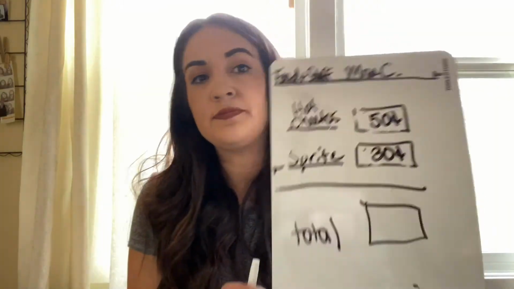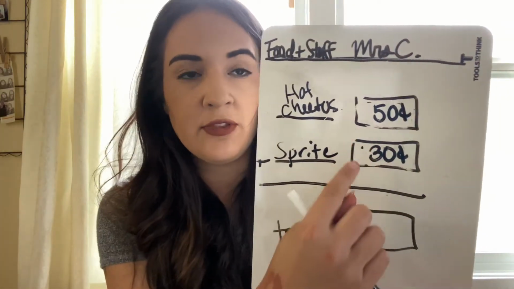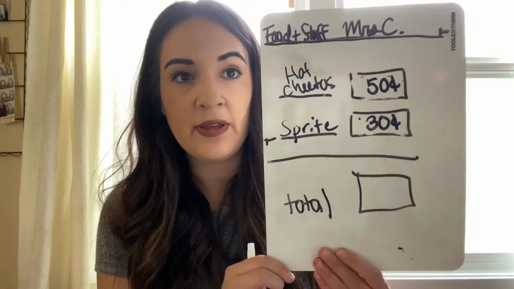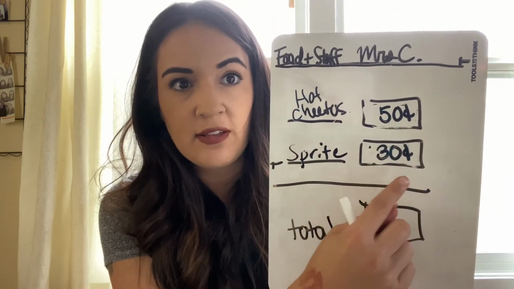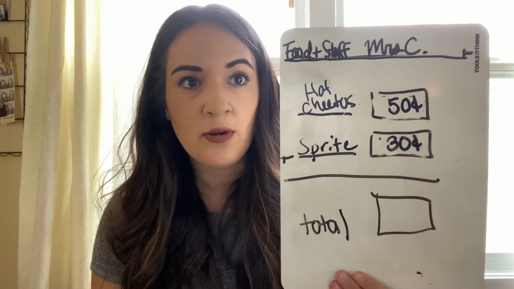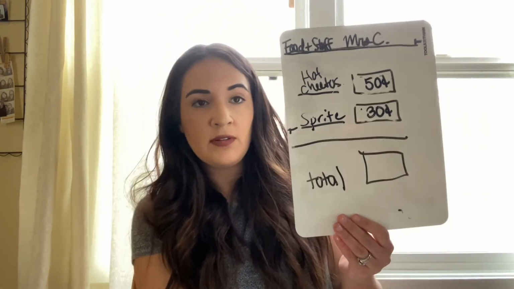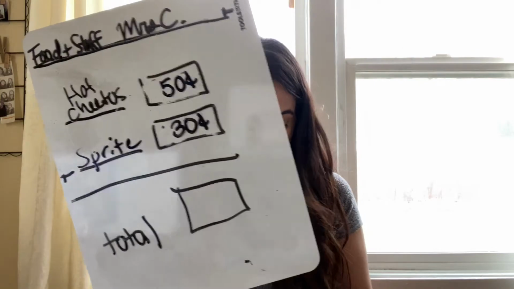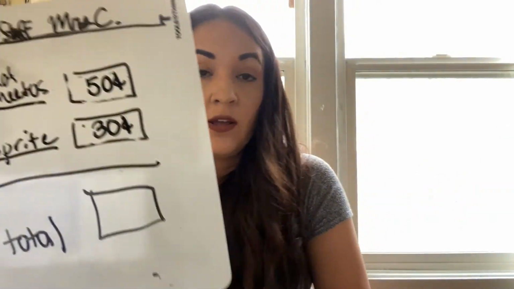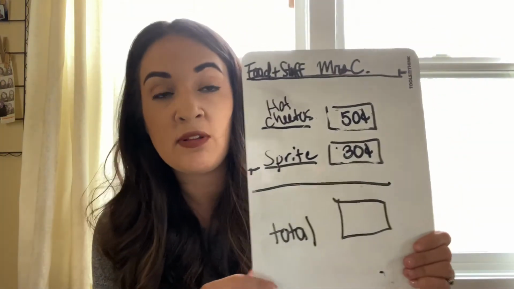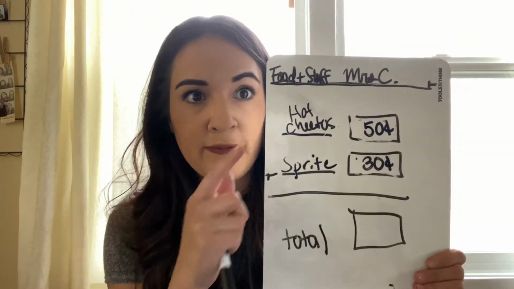Okay, so now we need to put down the cost. All right, so I have 50 cents for the Hot Cheetos and 30 cents for my Sprite. Now we're going to figure out how many dimes and pennies we'll need to purchase these items. Let's figure that out for the first item.